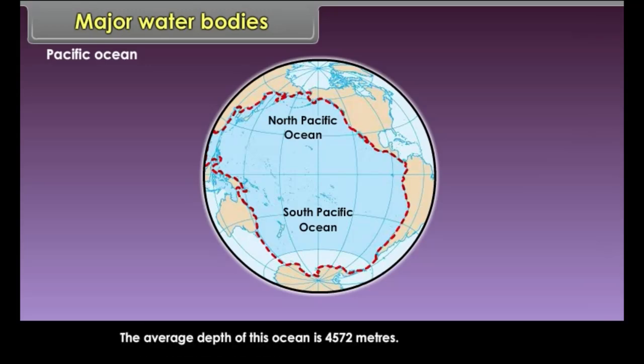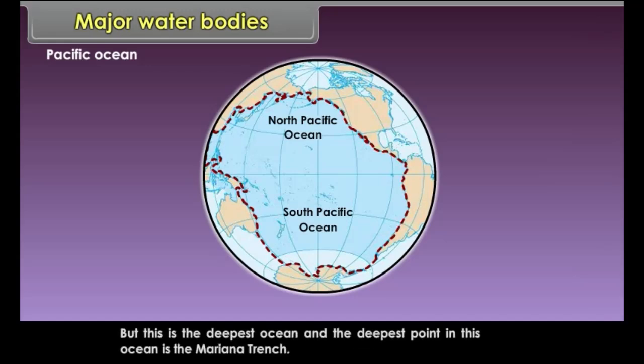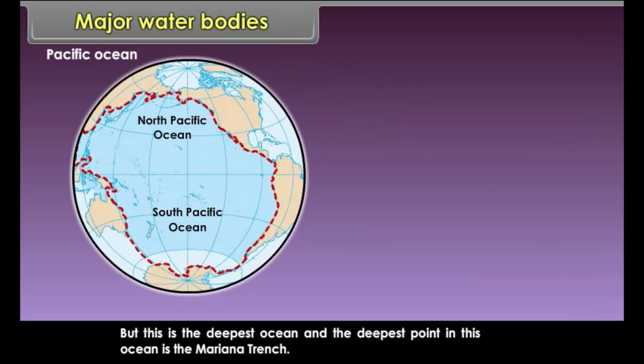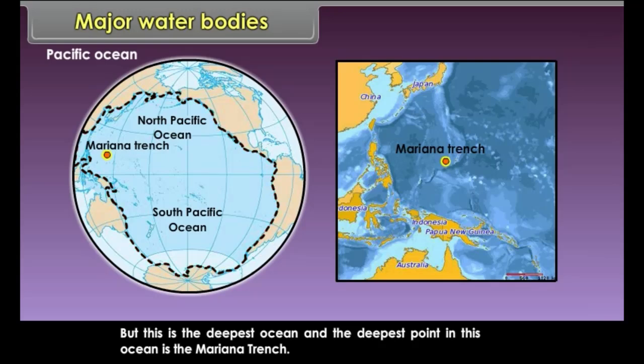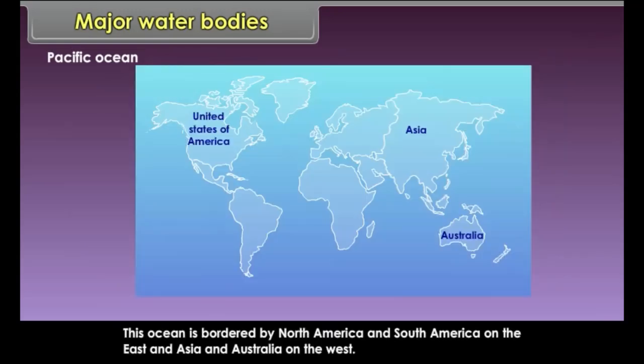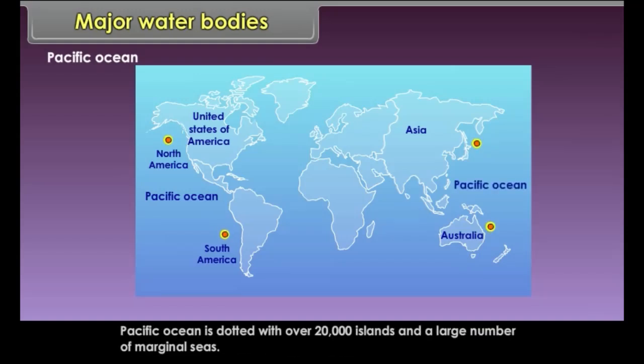The average depth of this ocean is 4,572 meters. But this is the deepest ocean, and the deepest point in this ocean is the Mariana Trench. This ocean is bordered by North America and South America on the east, and Asia and Australia on the west. Pacific Ocean is dotted with over 20,000 islands and a large number of marginal seas.